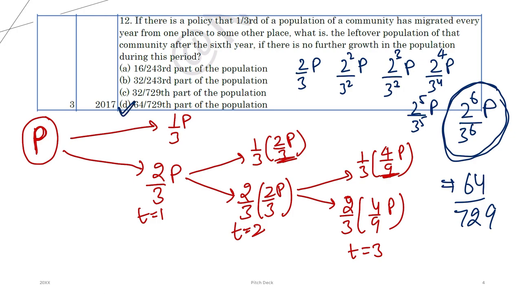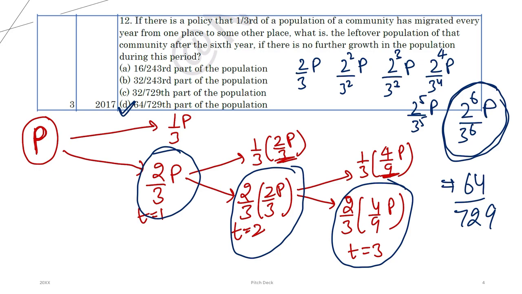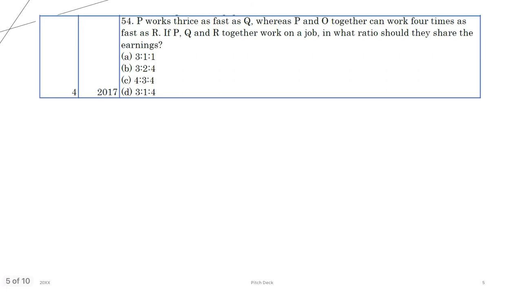This is a question of geometric progression, we can say, right? Or even if we don't know what geometric progression is, you can solve this question in this way. Your concept should be very clear about what the question is trying to say: 1/3 of the population migrates and 2/3 of the population is left in the community, meaning it remains at the place, right? Moving on.